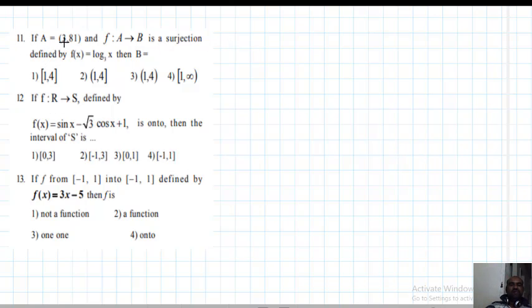11th question. A is open 3 to 81. f maps A to B is a surjection defined by f of x equal log x base 3. Then find B. Listen all of you. f maps A to B is a surjection. B is actually the codomain. What type of function? Surjective. Codomain should be equal to range only, no?